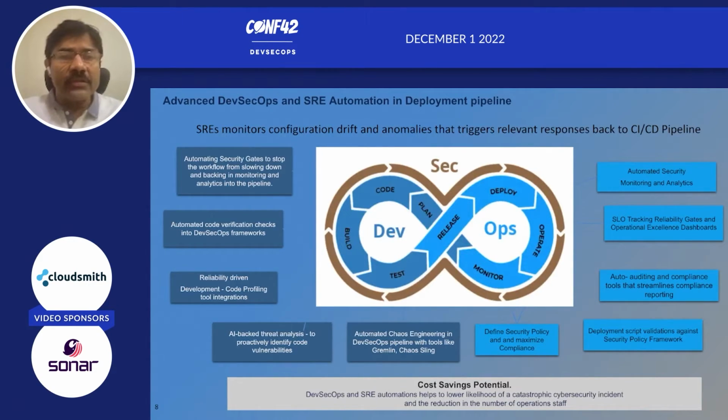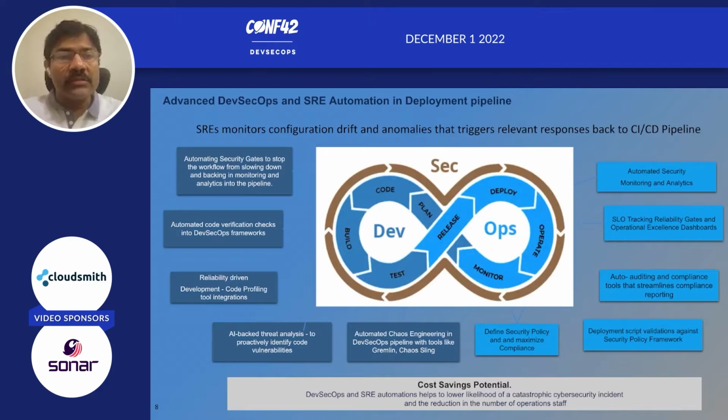And then on the operation side, you need to make sure automated security monitoring and analytics will be implemented, SLO tracking for reliability gates and operation excellence dashboards, auto auditing and compliance tools that streamline a lot of compliance related reporting. And then deployment scripts validation, basically there are certain security context and flags you need to add while deploying any pods in the Kubernetes. And then security policy framework will continuously monitor and assess those security flags.